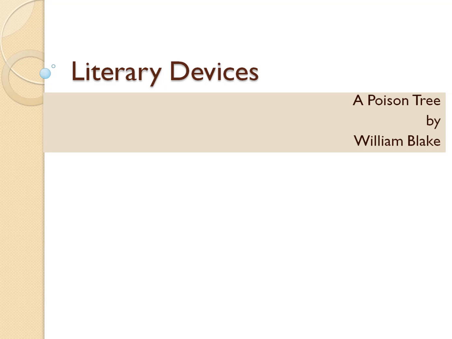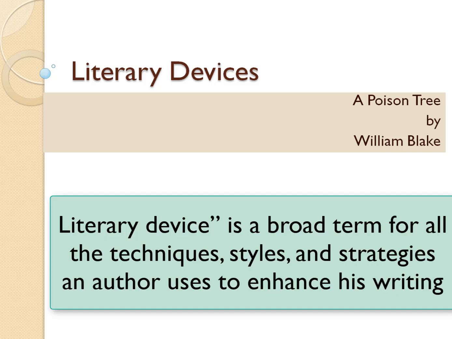Before we start with the line by line analysis of the poem A Poison Tree, let's have a bit of understanding of literary devices. What is a literary device? Literary device is a very broad term, and it covers all the techniques, tools and strategies used by a writer in his writing to give more meaning and to emphasize the point he is trying to make.